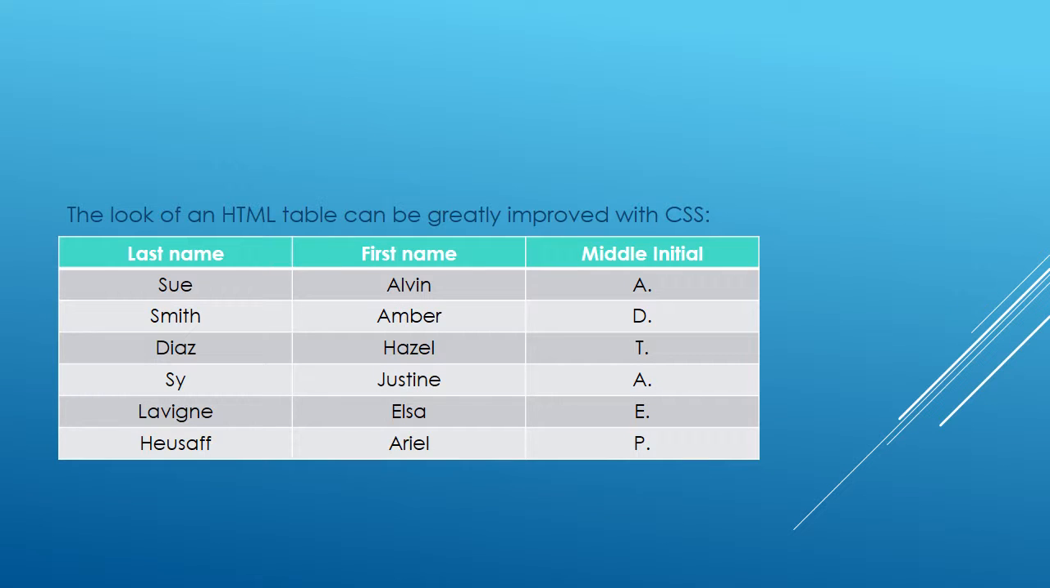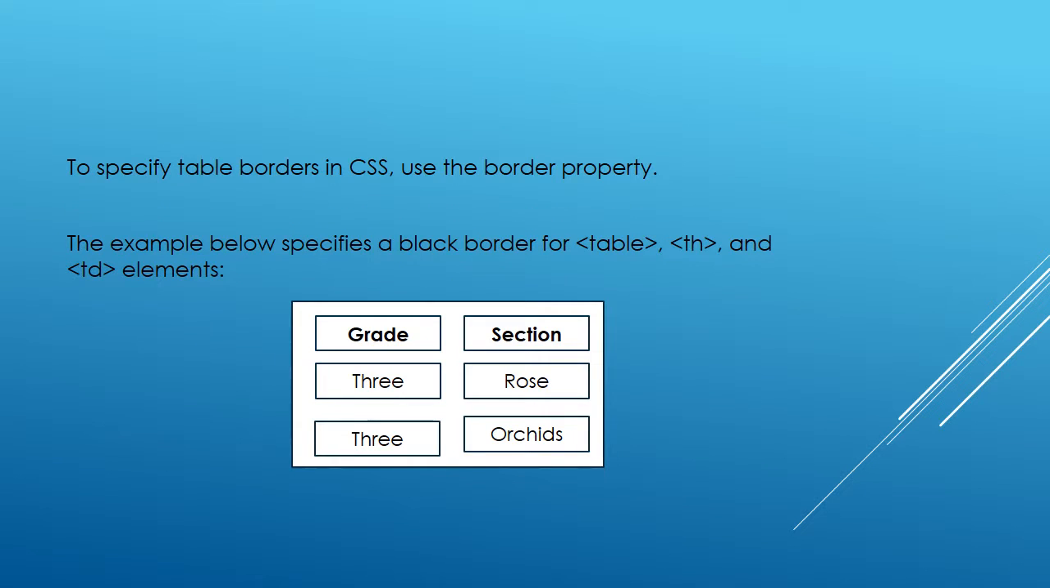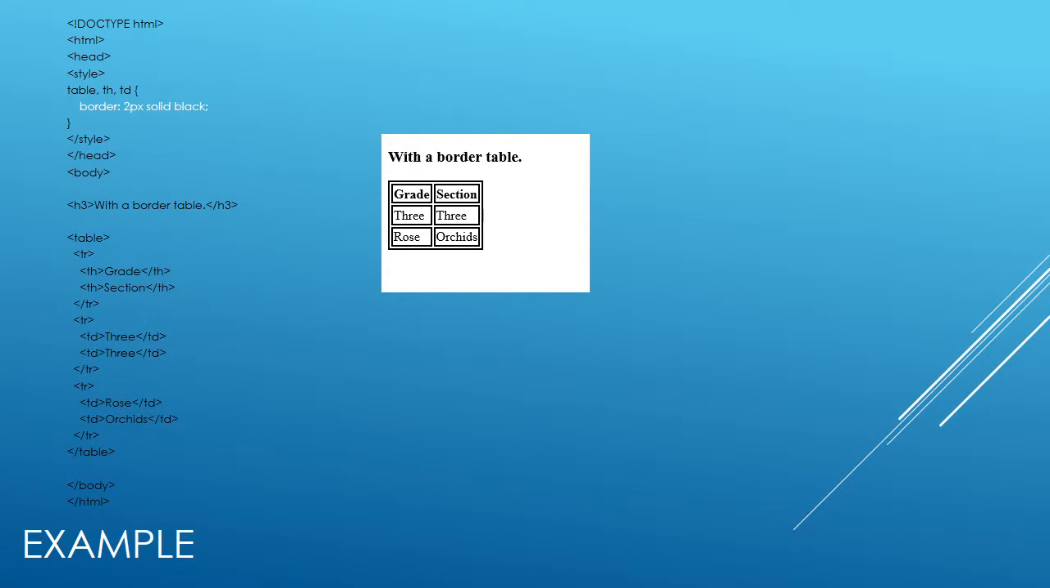CSS tables. The look of an HTML table can be greatly improved with CSS. To specify table borders in CSS, use the border property. The example below specifies a black border for table, TH, and TD elements. Example of black border for table.